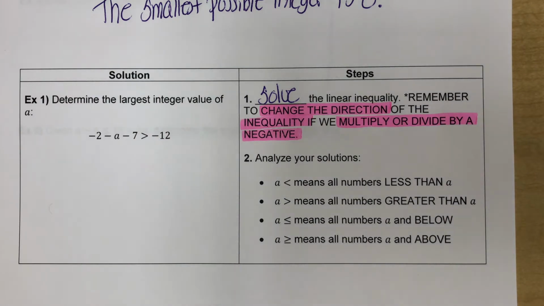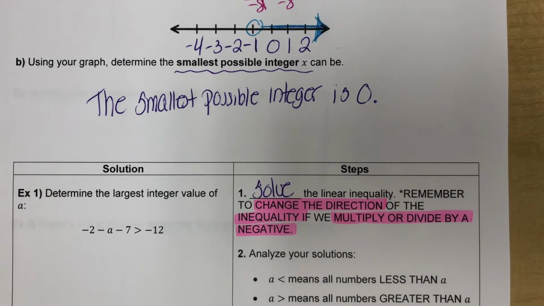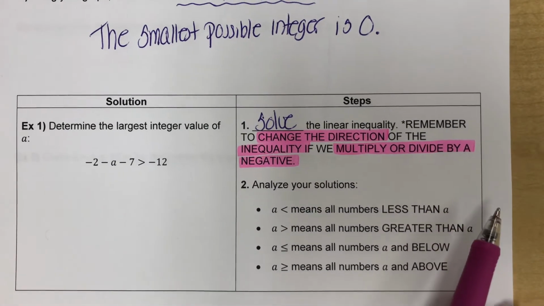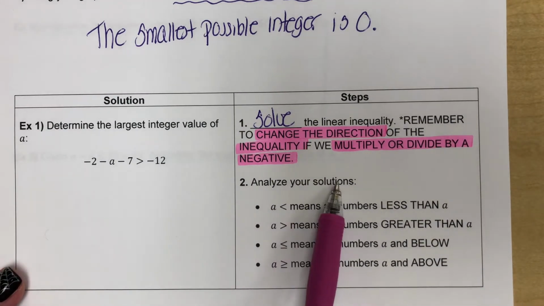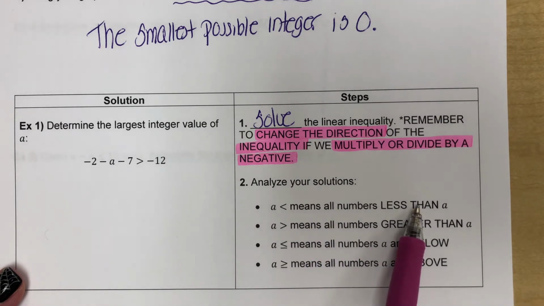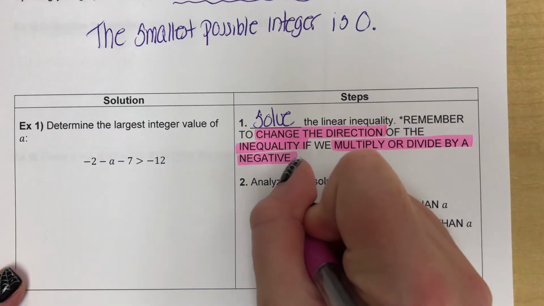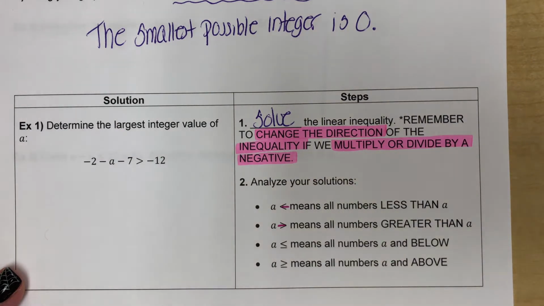After you finish solving, just like we did in the do now, down here, oh, so sorry guys. Down here it says analyze your solutions. So if you have a less than symbol, you want to look to the left of the number line. If you have a greater than symbol, that means you want to look to the right of the number line, because I can always make a little arrow out of those inequality symbols.